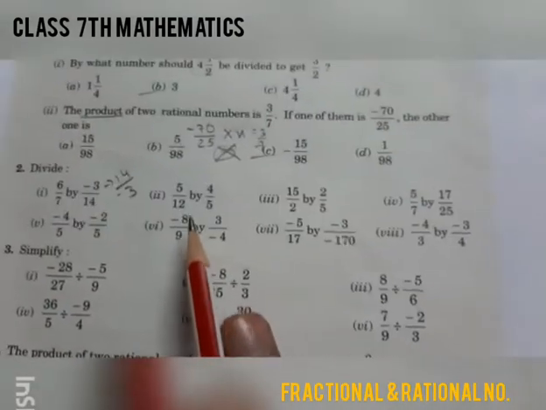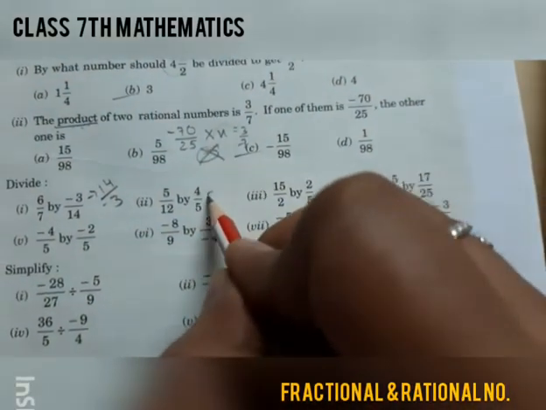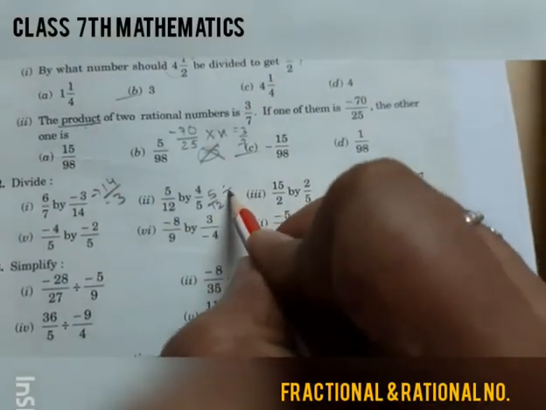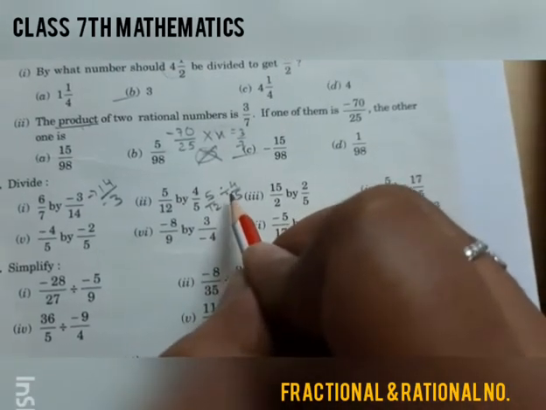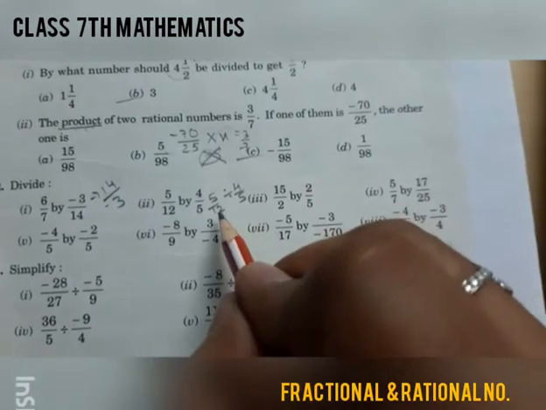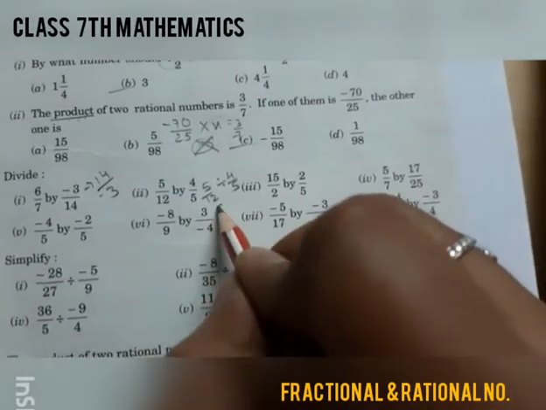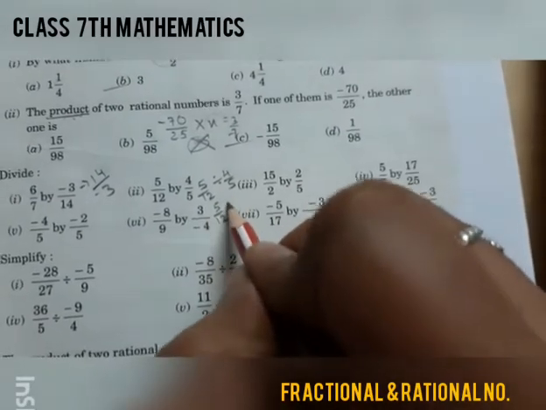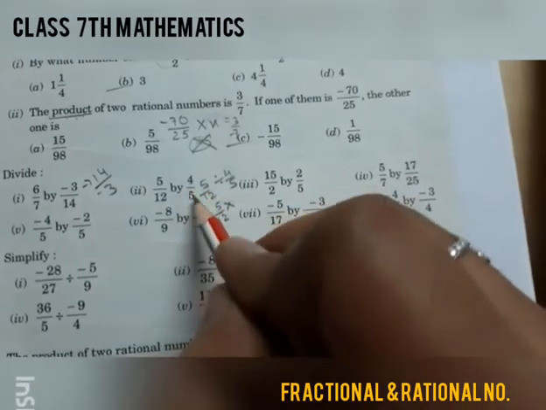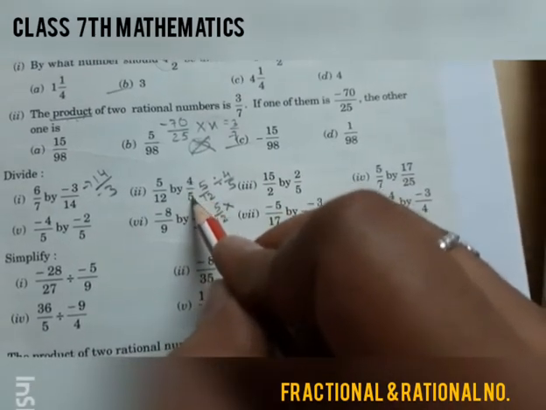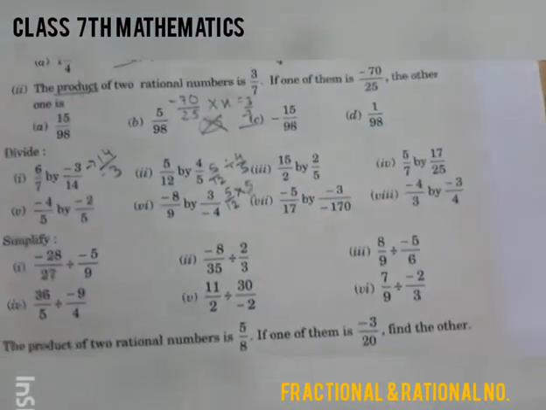Similarly is the second question, 5 upon 12 by 4 upon 5. Mathematically you will write it how? 5 upon 12 divided by 4 upon 5. First write the by, and explain that this is known as division. Okay. Now what does the process say? Multiplication of the first rational number into the reciprocal of the second rational number. Now what was the second rational number? 4 upon 5. What will be the reciprocal of 4 upon 5? 5 upon 4. Solve it, you will get the answer.